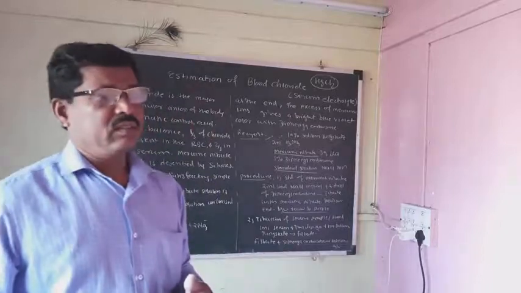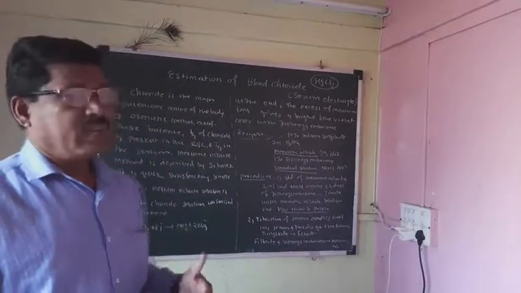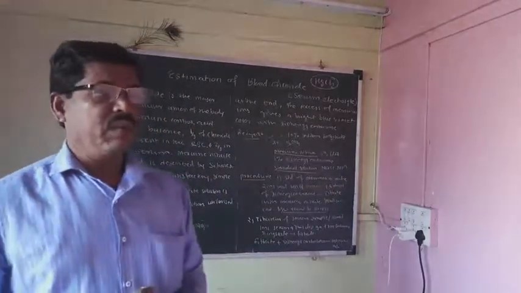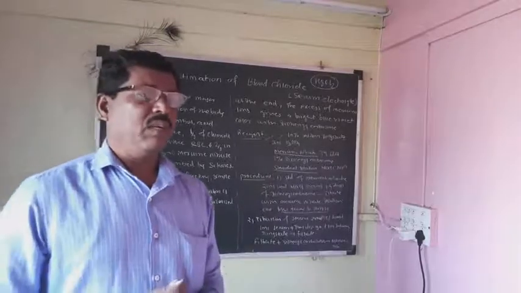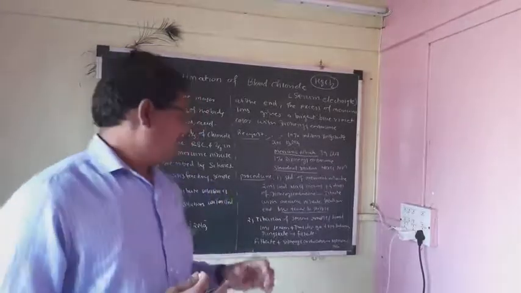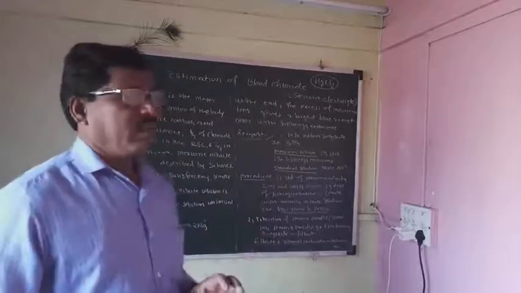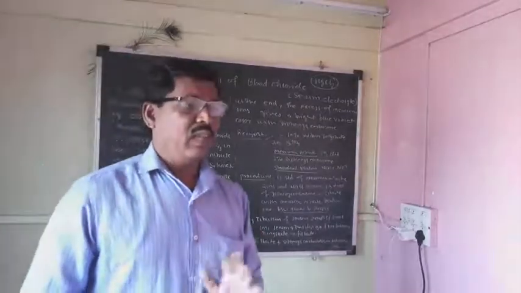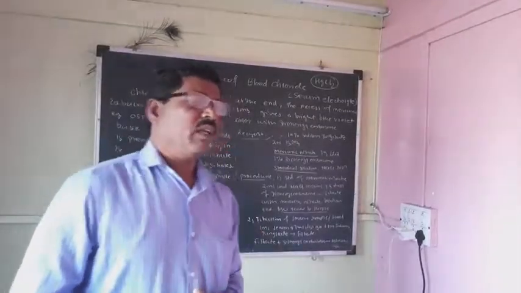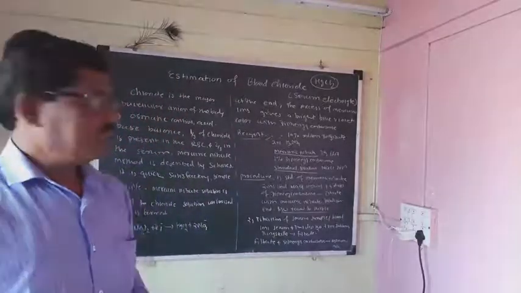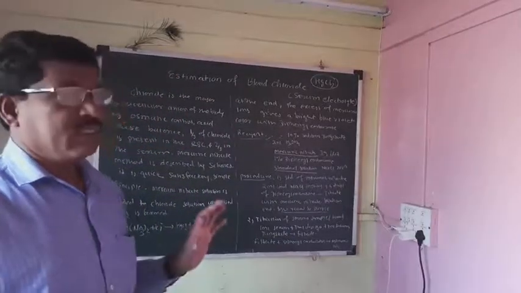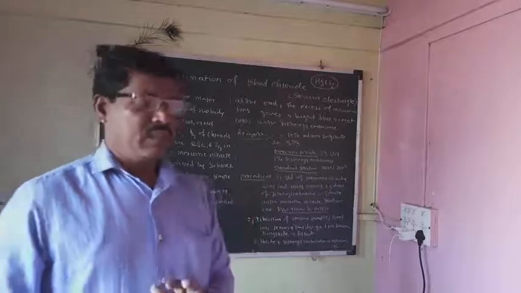At the end point, the mercuric ion reacts with diphenyl carbazone indicator, and then gives the purple color. Okay, and therefore this is a very simple and selective method for the estimation of chloride ion in the serum or blood samples, and this is the titration method.